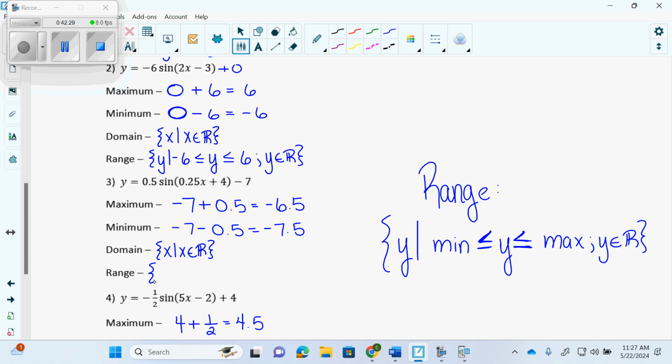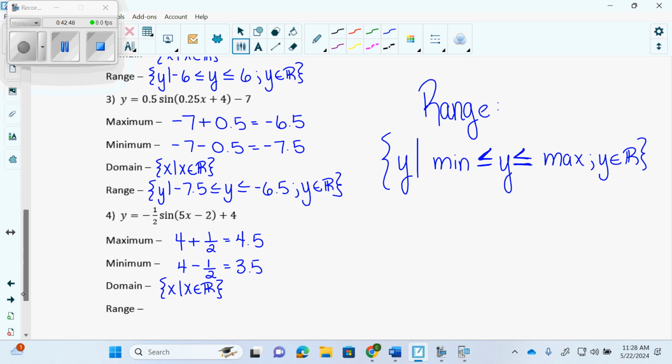This one, y such that your minimum, -7.5, is less than or equal to y is less than or equal to your max. Y is an element of the reals. And then this one, y such that your minimum, which is 3.5, is less than or equal to y is less than or equal to 4.5. Y is an element of the reals.